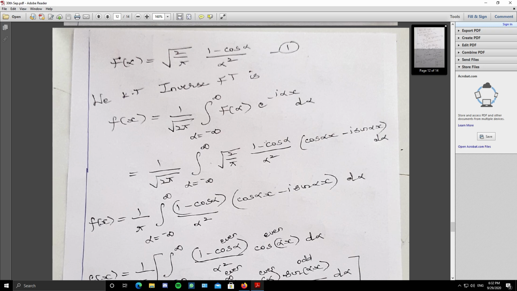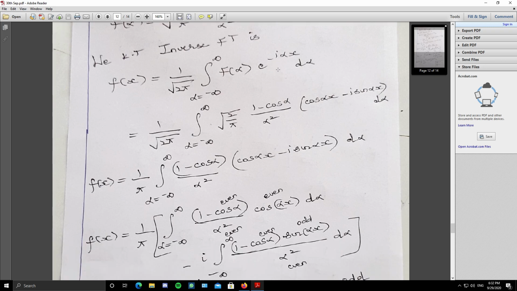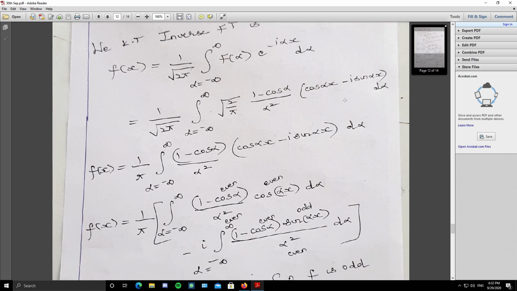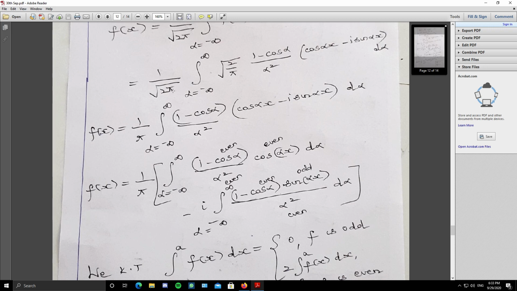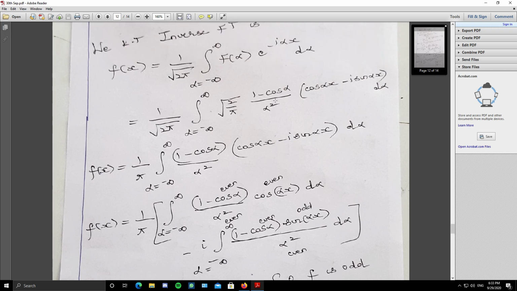Write the expression for f of alpha, root of 2 by pi times (1 minus cos alpha) by alpha square, into the kernel e power minus i alpha x, that is cos alpha x minus i sin alpha x. Then root 2 gets cancelled. 1 by root pi into root pi is 1 by pi. Then split into two integrals. So (1 minus cos alpha) cos alpha x by alpha square minus i times (1 minus cos alpha) sin alpha x by alpha square. So the procedure is same.